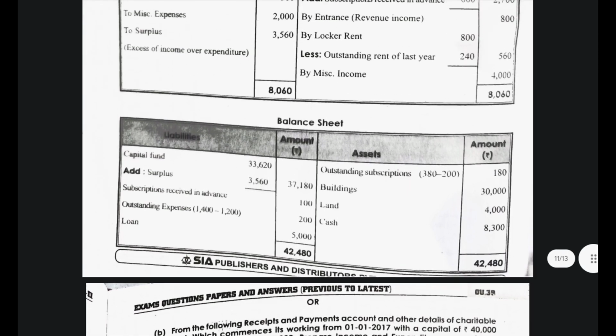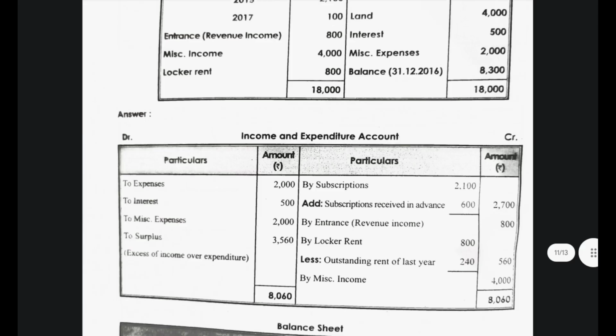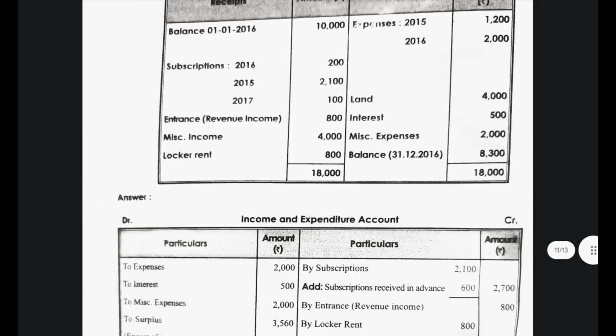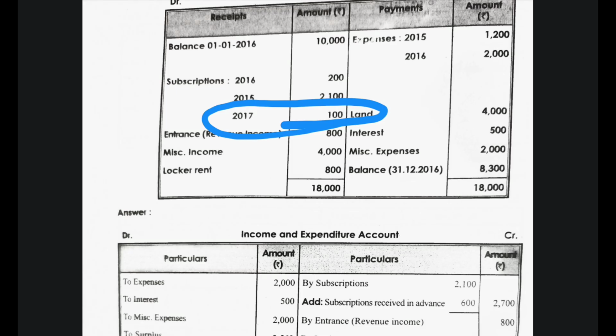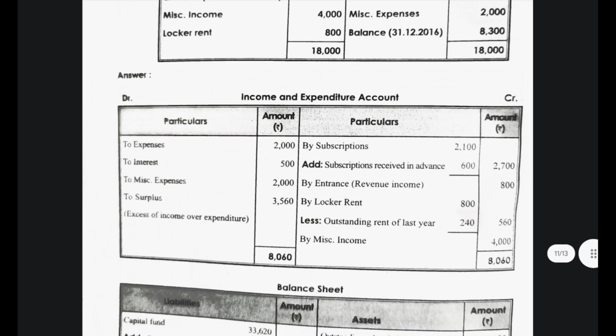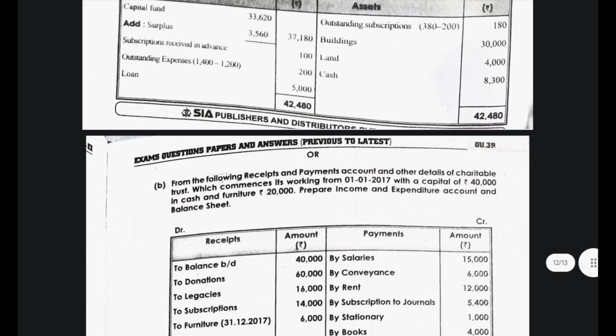Now subscription received in advance. It has 100 rupees. Next year's subscription, if it is given, we have to take it on the liability side. That point you have to remember regarding the subscription. So that's why 100 rupees we have taken here as a subscription.